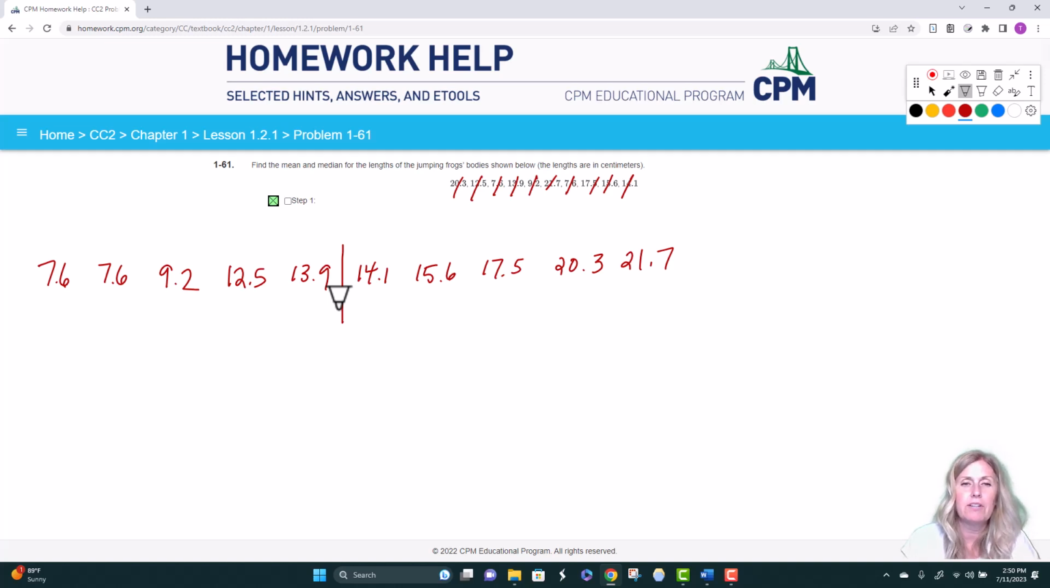This one happens to be an easy one. You know that if you go one hop up from 13.9, you're at 14. And then also if you're at 14.1 and make one hop backwards, you're at 14. So it's easy to know that 14 lives right in the middle of those two numbers. So 14 would be your median.